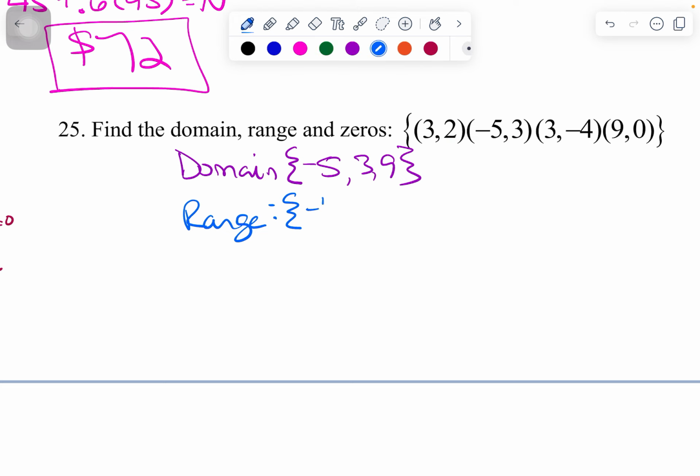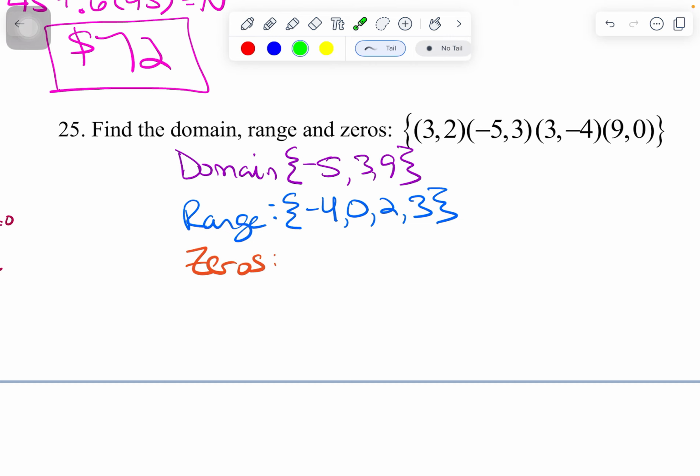You don't have to write these in order. I do recommend it, though, just because it keeps it easy, especially if you're looking to compare things. And then zeros. The zeros are where the function is equal to 0, and the function is equal to 0 right here. So that's when x is equal to 9.